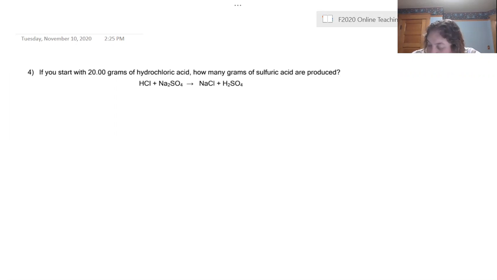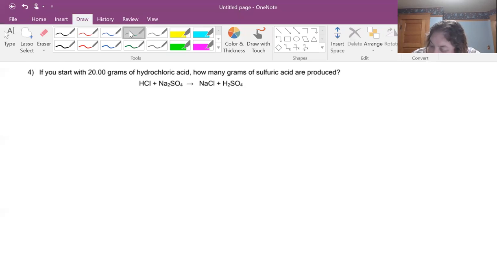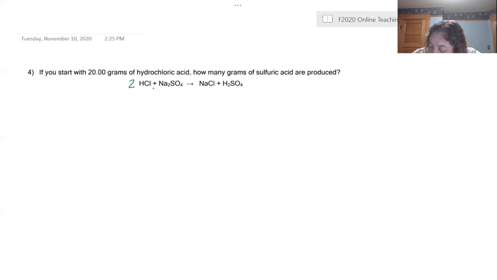So I see that I have 2 hydrogens in my H2SO4. So I need to have a 2 in front of my HCl. Now I've got 2 chlorines, so I need to put a 2 in front of my NaCl, which works out because I also have 2 sodiums in my sodium sulfate. All right, so now I have a balanced reaction.